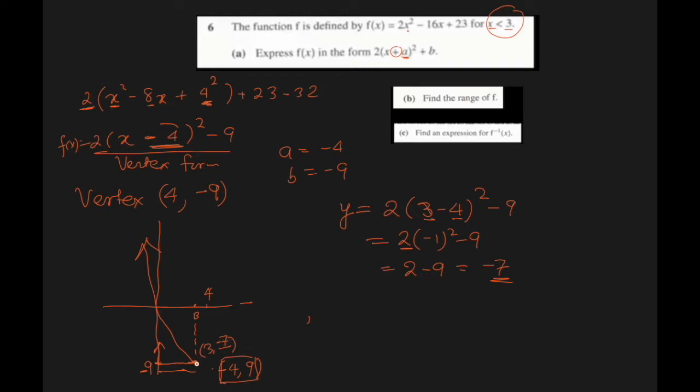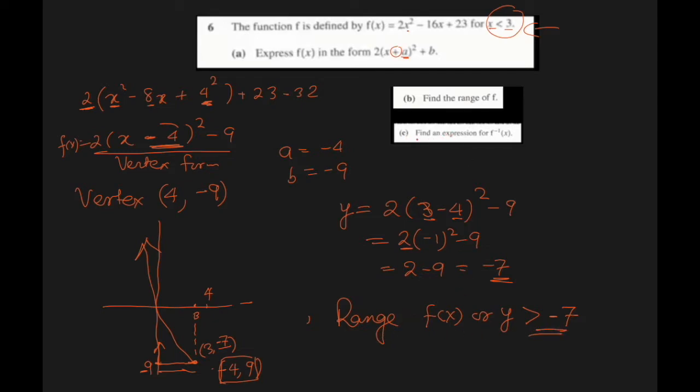It is not equal, okay? That means it is above negative 7. It is not even negative 7 because the limit is x less than 3, it is not equal to 3. So our range will be f(x), or if you want to write y, you can write y also, y is greater than negative 7. That becomes the range.